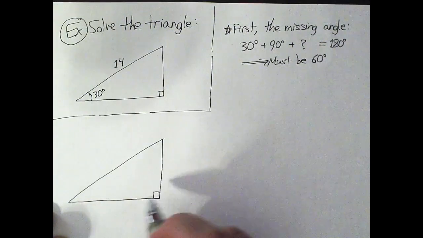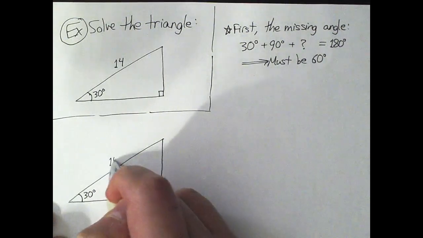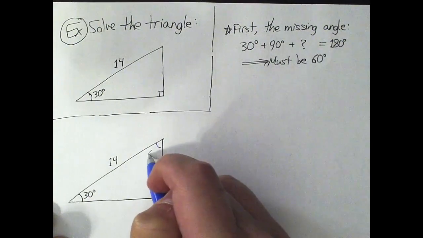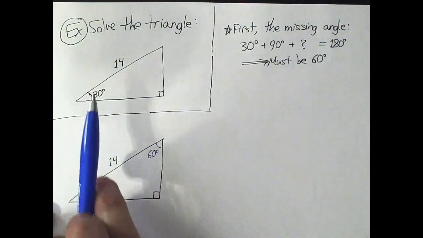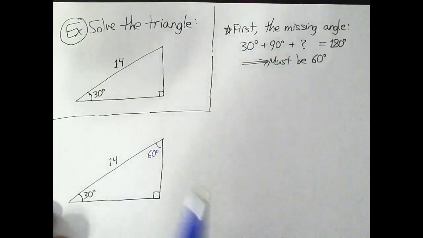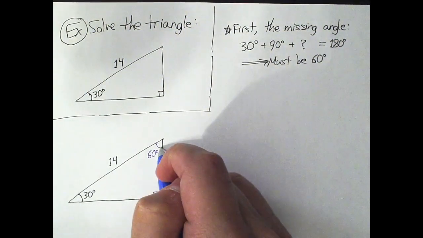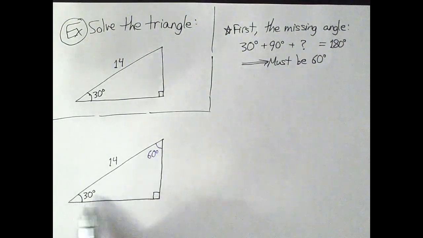So we have the original problem, and then we have the pieces that we find. We just found that this angle up here is 60 degrees. Since the original problem had degrees, I'm going to leave this one in degrees also. Solve the triangle problems are usually in degrees, not radians. We don't have to write 90 degrees next to this because that square already indicates 90 degrees. So all 3 angles are done.